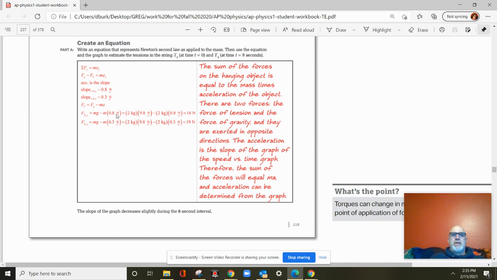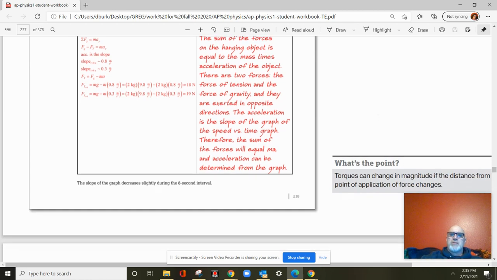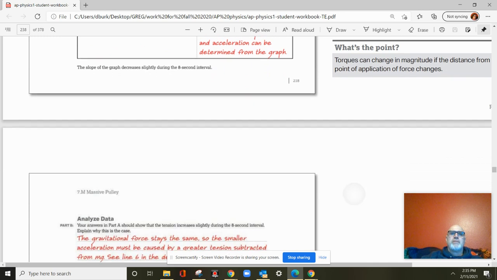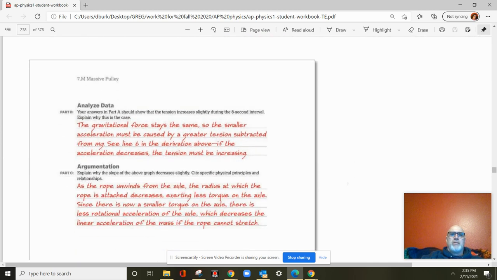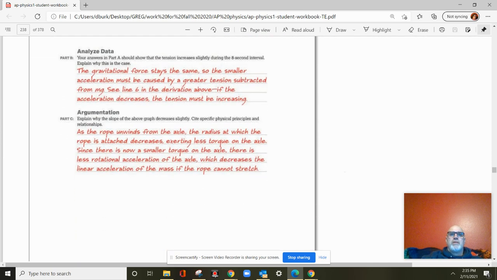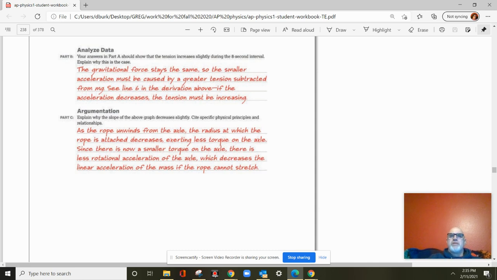So at the beginning, the slope is steeper, so the a is 0.8, and if you just crunch the numbers, you get 18 newtons. And at the end, the slope is shallower, and then you crunch the numbers and you get 19 newtons. So here are some words that explain what we're doing mathematically. Basically what you're getting is a greater tension in the rope. As the rope unwinds, the tension increases.